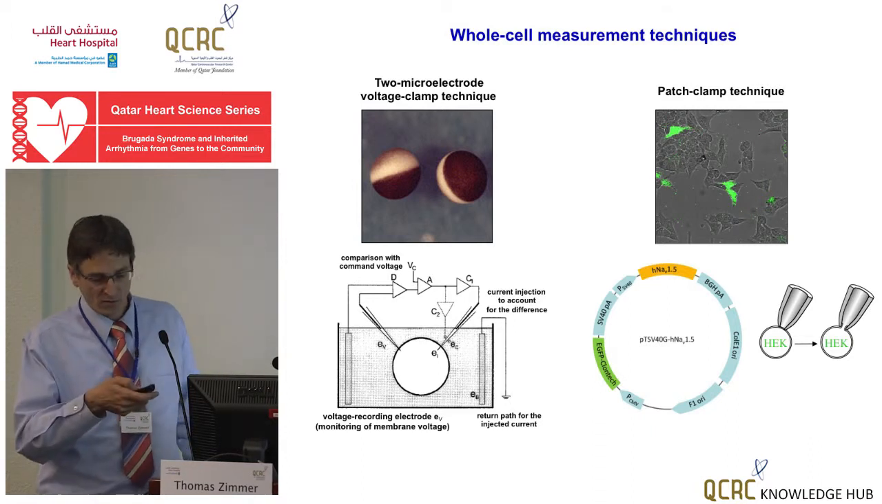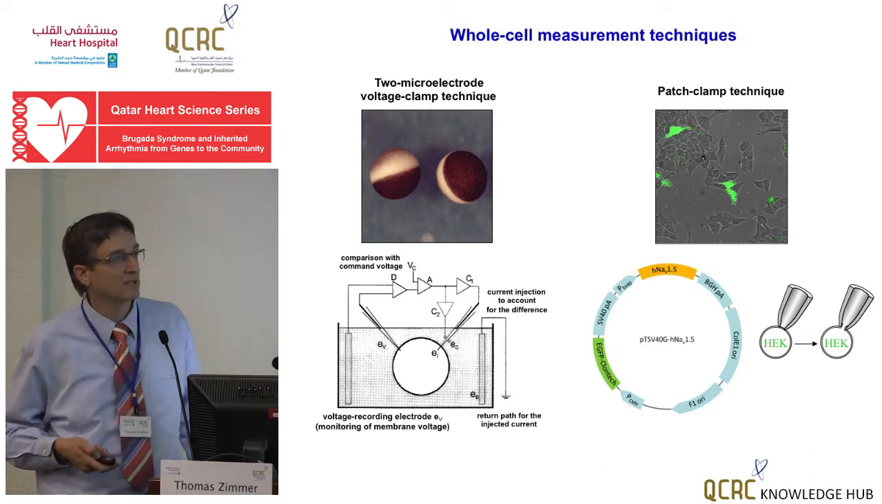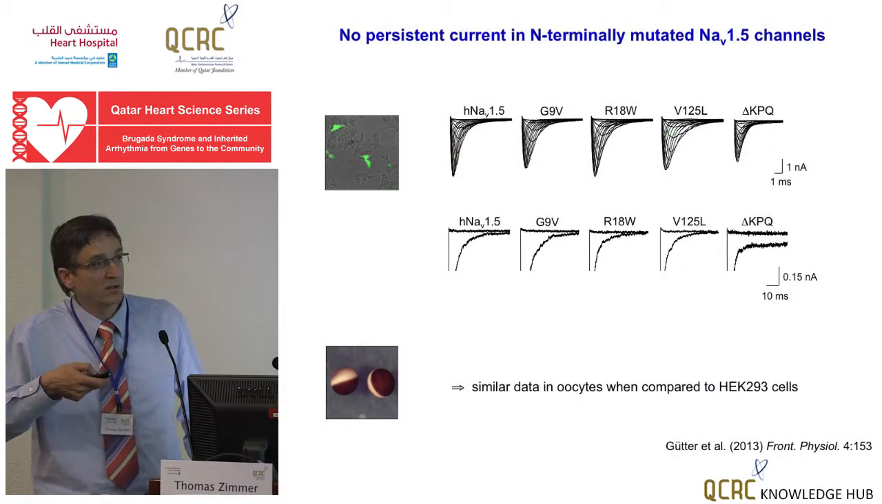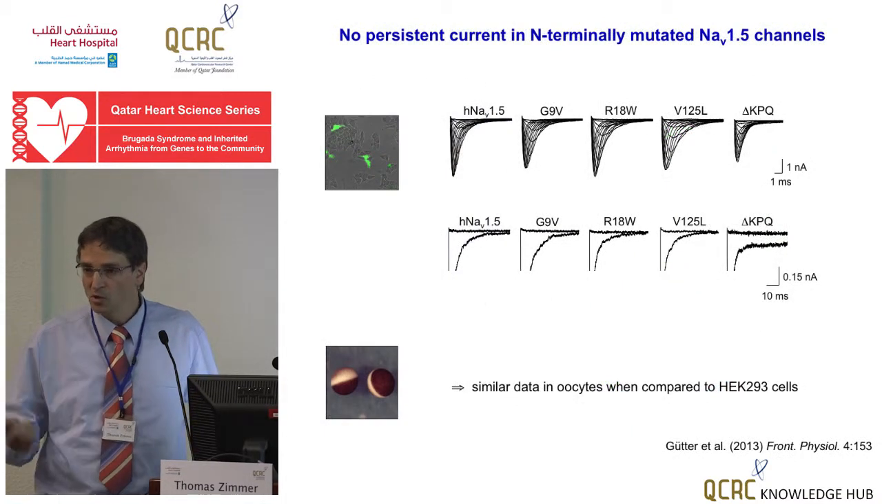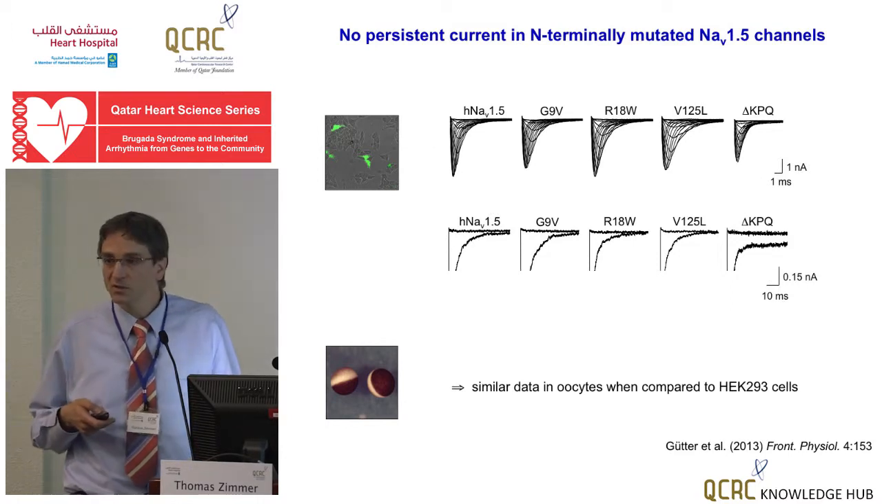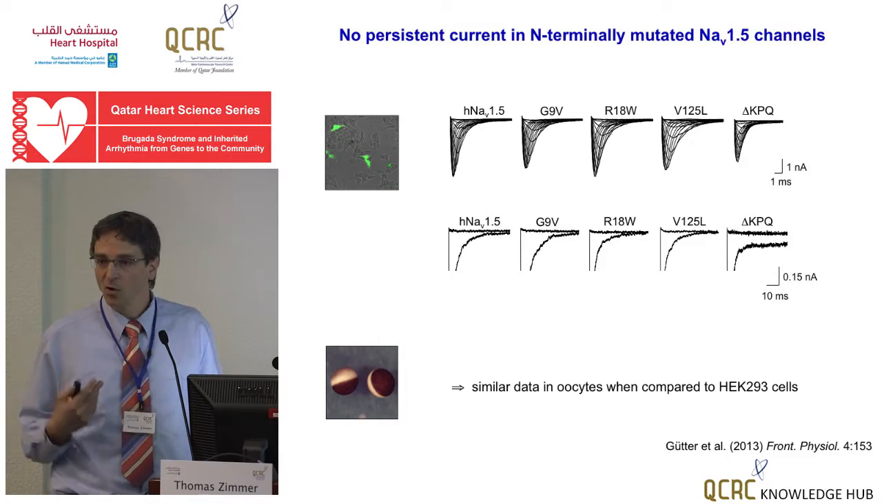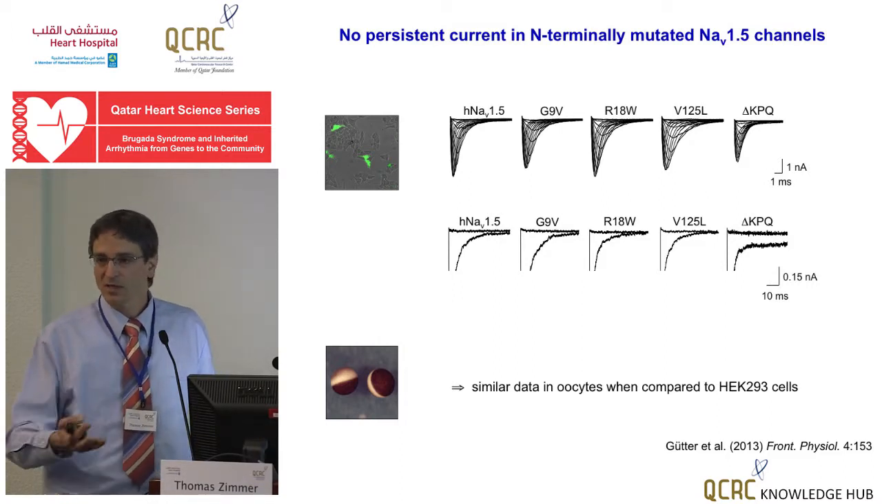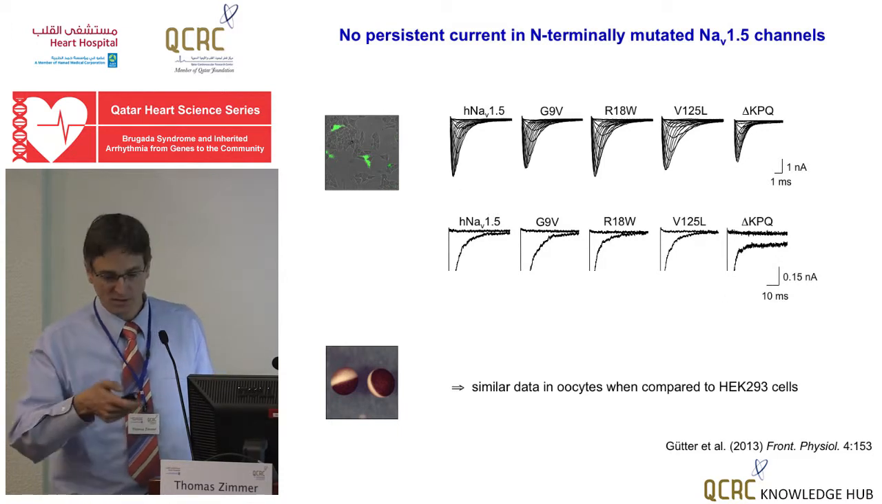So we did this and compared the results. What we first found is that we got nice robust currents. That is normal, so we expected that, but we were very disappointed not to see a persistent current, because our hope was to see a persistent current when the N-terminus is mutated. So obviously the N-terminus of the sodium channel is not involved in inactivation.